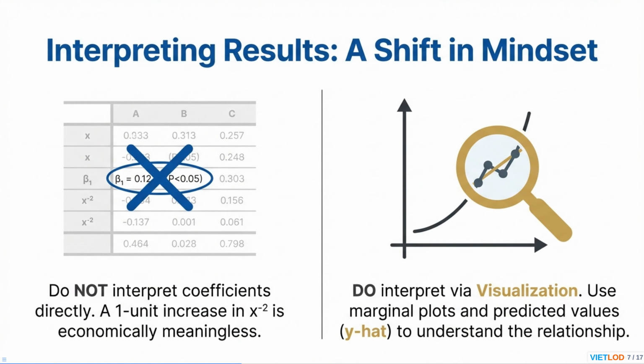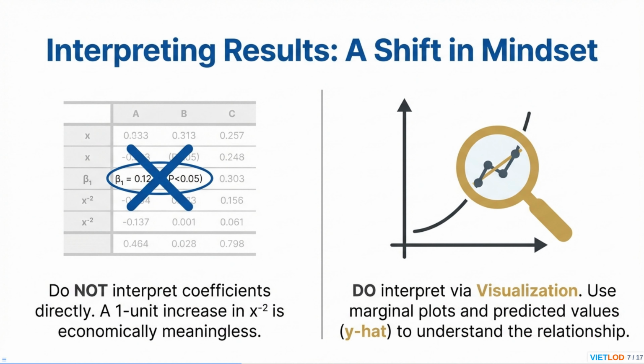When working with fractional polynomials, we need a fundamental shift in how we interpret our results. Unlike standard linear regression, where a coefficient directly tells us the change in y for a one-unit change in x, this approach is invalid for fractional polynomials. The coefficients of the transformed variables, such as x to the -2 or x to the 0.5, do not possess a straightforward, economically meaningful interpretation. Attempting to interpret them directly would be misleading, as a one-unit change in a complex transformed term like age squared inverse simply isn't an intuitive concept.